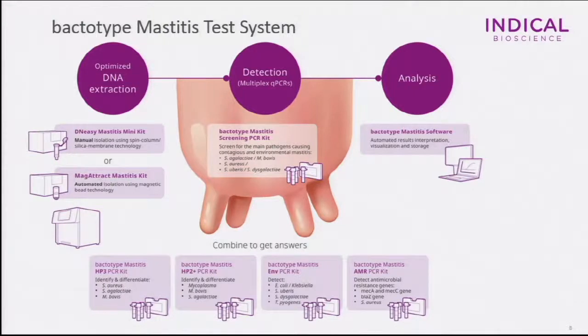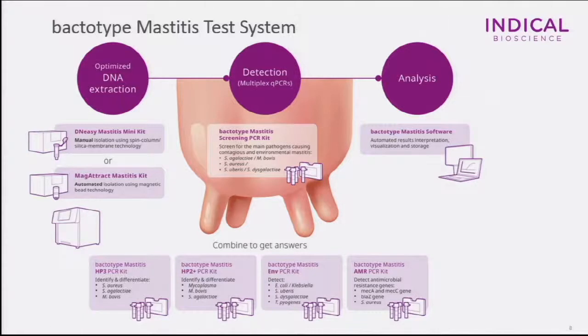For detection, there is a portfolio of 5 multiplex PCR kits, with the bactotype mastitis screening kit for the screening for the main pathogens causing contagious and environmental mastitis. In the first channel, the Strep agalactiae and M. bovis, so those contagious but more rare causes of mastitis are detected. Channel number 2 is Staph aureus, which is contagious but more commonly found. And channel number 3 is Strep uberis and Strep dysgalactiae.